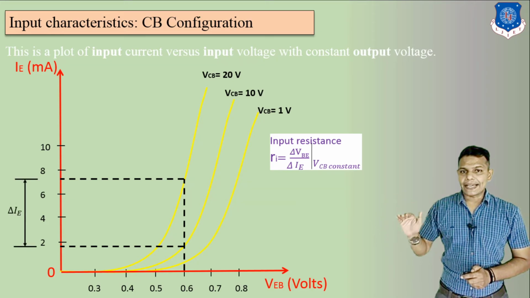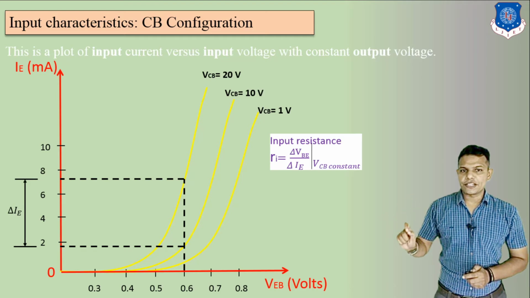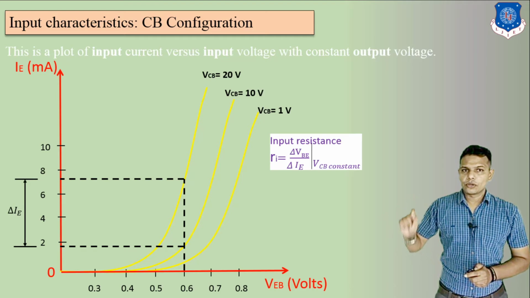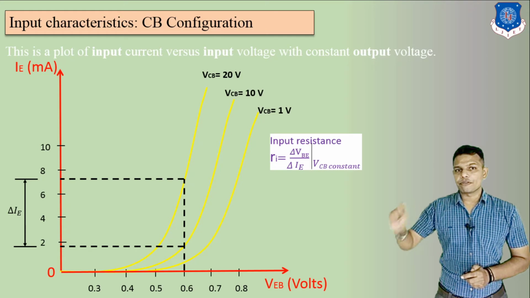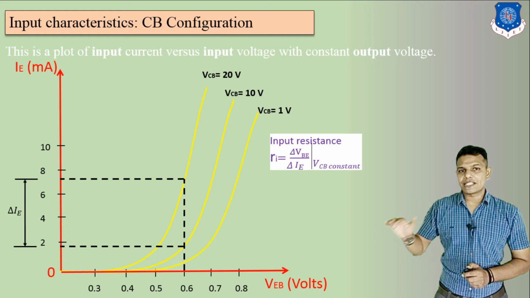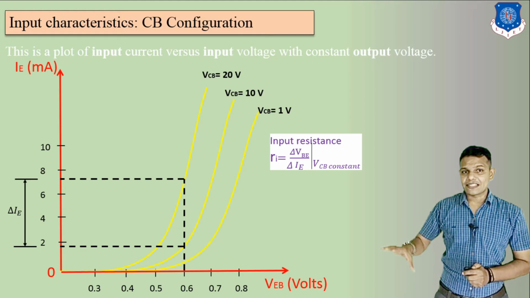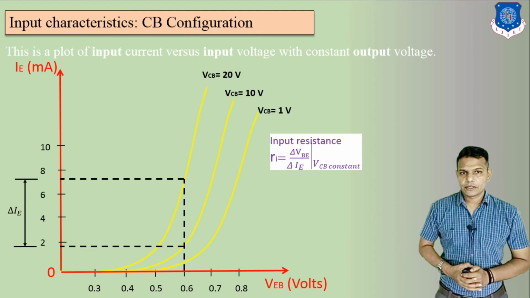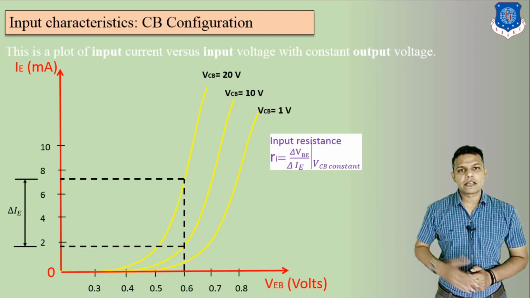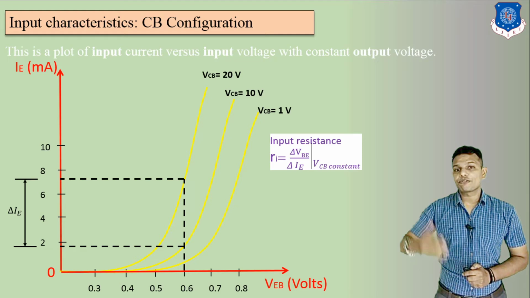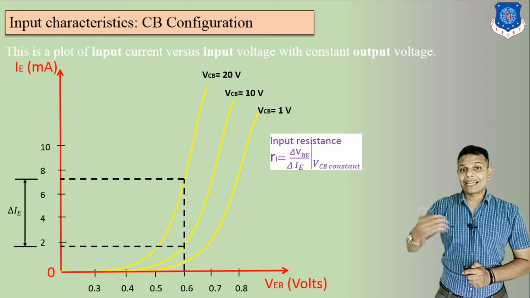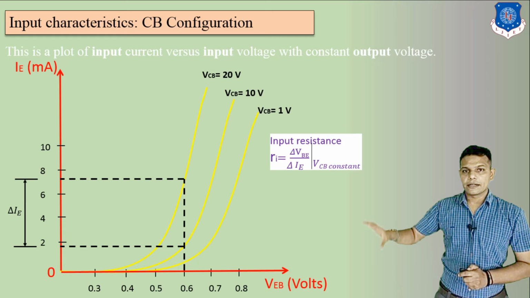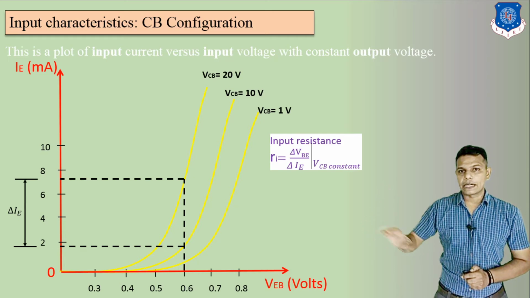That means your IE changes slightly when you decrease the value of VCB. Here we can see VCB is equal to 20 volts, then after that VCB is equal to 10 volts, at this time your IE, which is your input current, is going to decrease. So this effect is known as the early effect. Because of your output voltage, you will get variation in your input current.